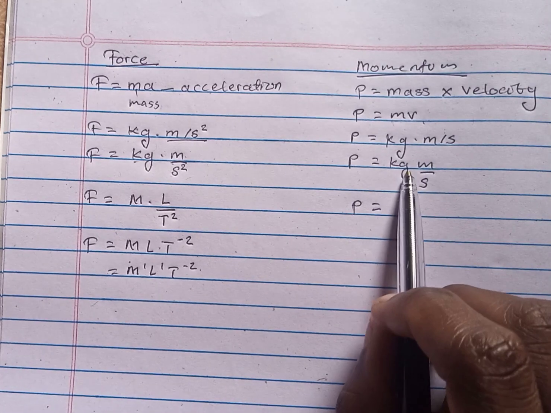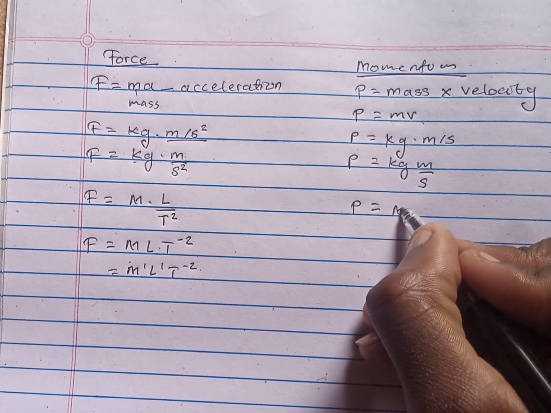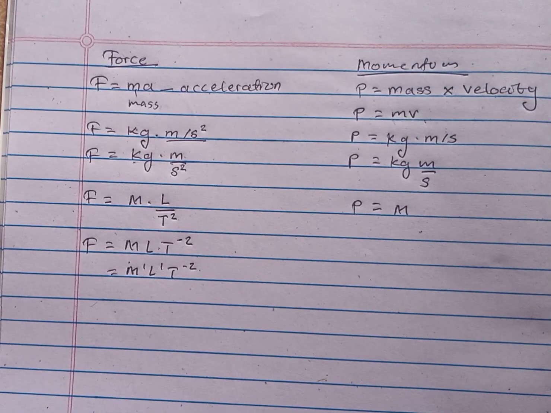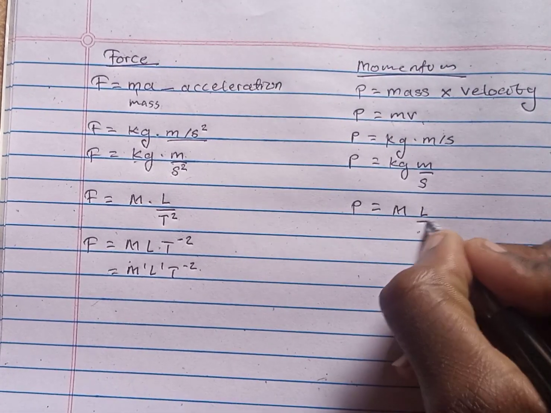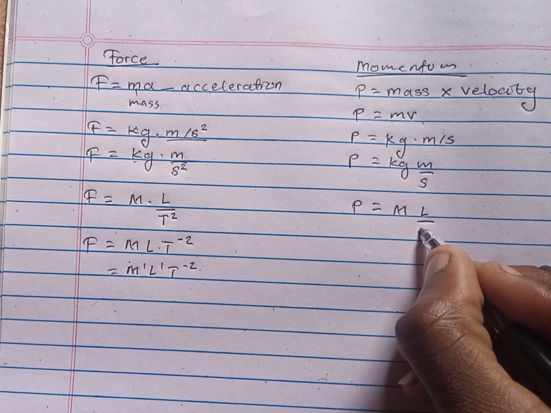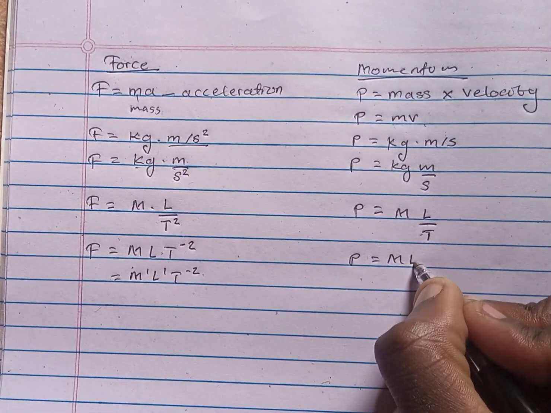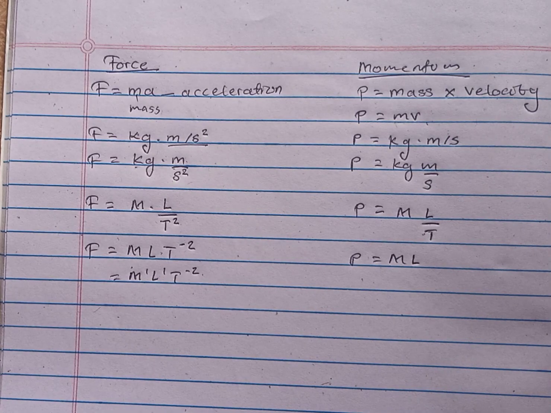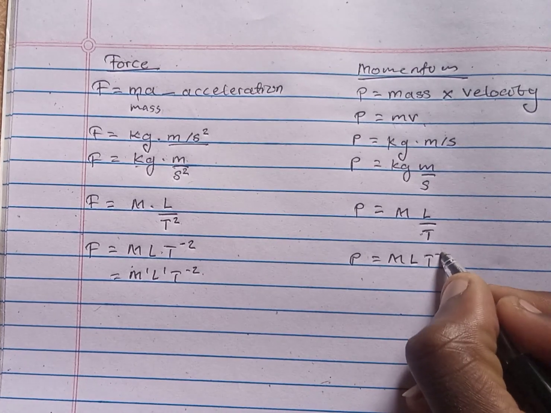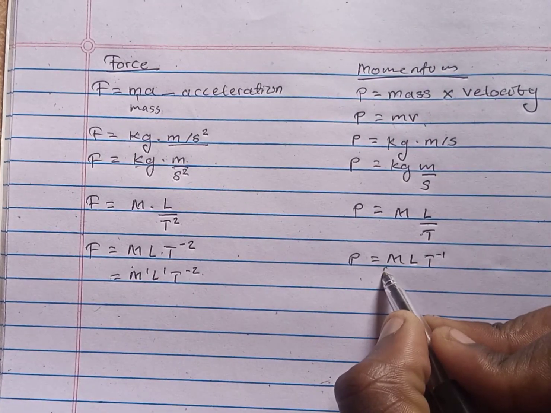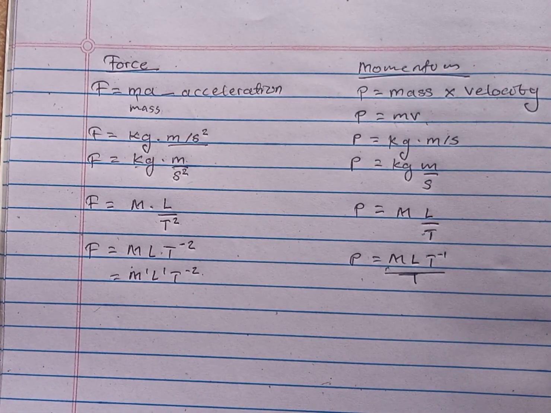The SI unit kilogram has the dimension M, the SI unit M has the dimension L, and the SI unit S has the dimension T. And now we're going to write T at the numerator. We know that we have to multiply the power with a negative. So we're going to have T to the power minus 1. So this is the dimension for momentum.